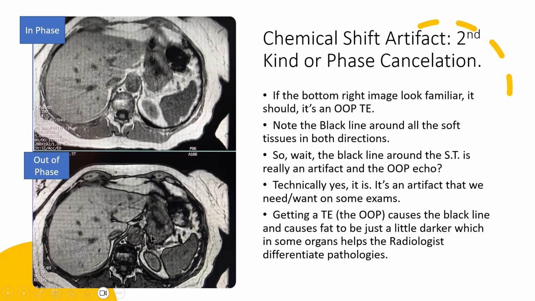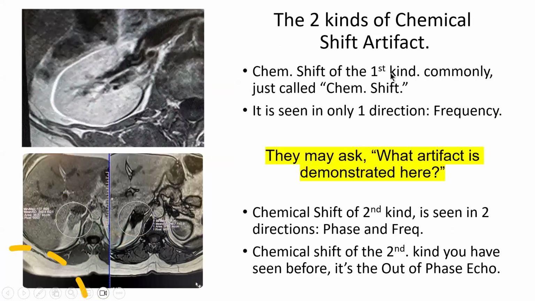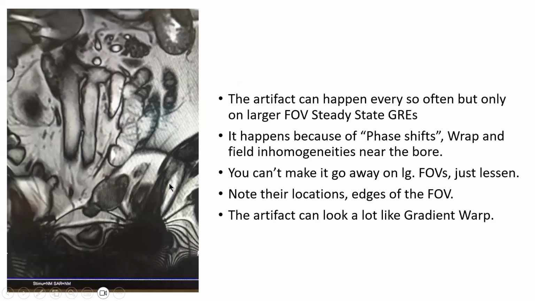Okay, that's chemical shift of the second kind. It is in the phase and the frequency direction. So it's in two directions. So that's chemical shift of the second kind, also called phase cancellation. Chemical shift of the second kind is what you're looking for in the abdomen, especially when you're doing adrenals. So chemical shift of the first kind is one direction, frequency. It's in two directions for the second kind.